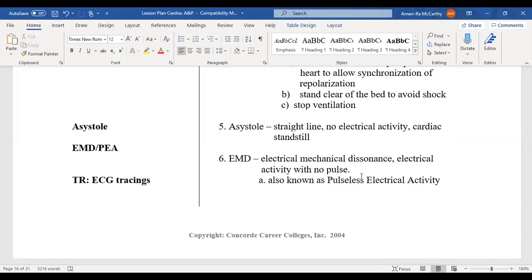Now, the trigger one is the EMD. This is another deadly rhythm. EMD, electrical mechanical dissonance, which means you have electrical activity, but there's no pulse. So if you look at the EKG, it looks like a beautiful, normal sinus rhythm, but the patient is over there with his tongue hanging out his mouth and dead.